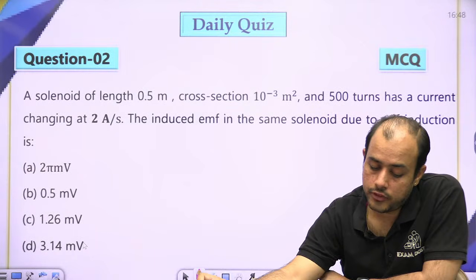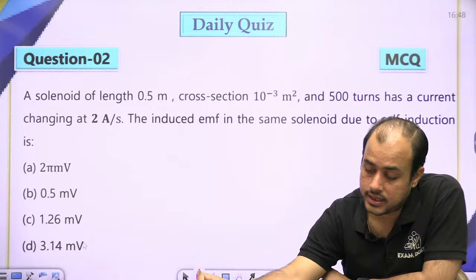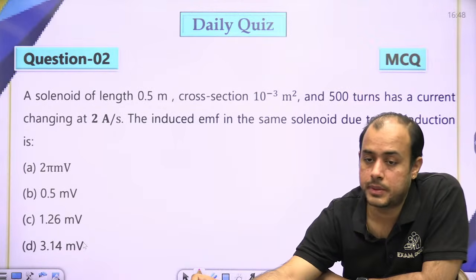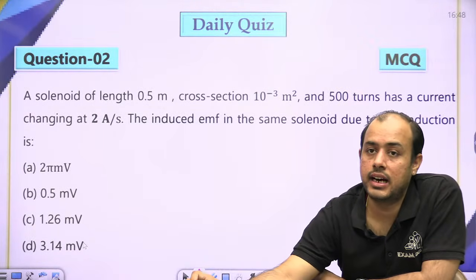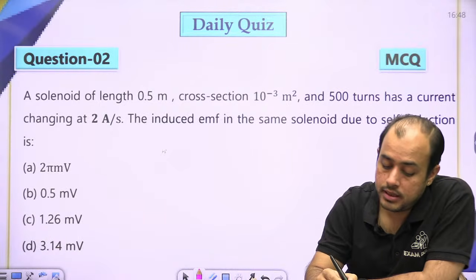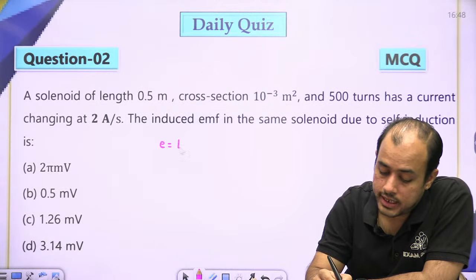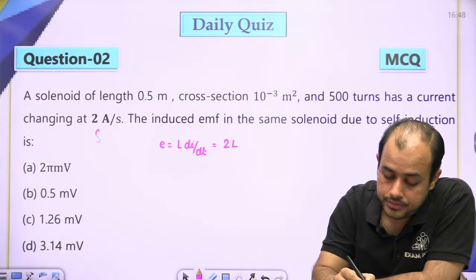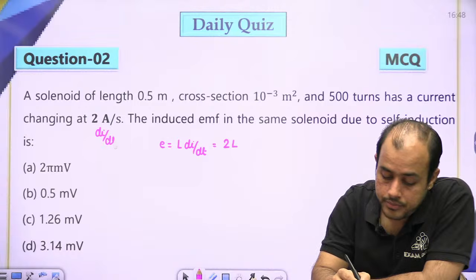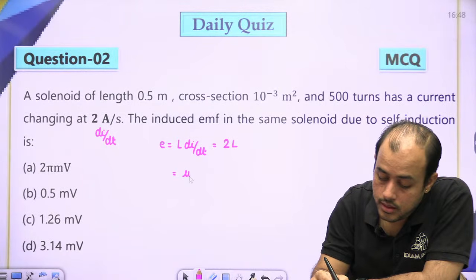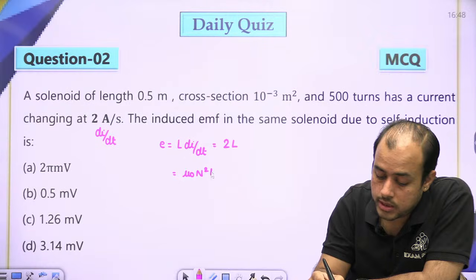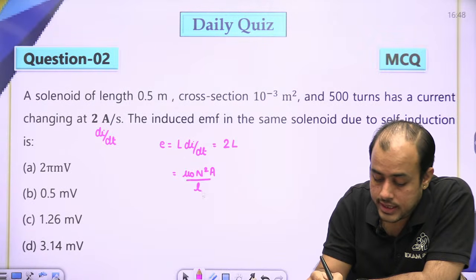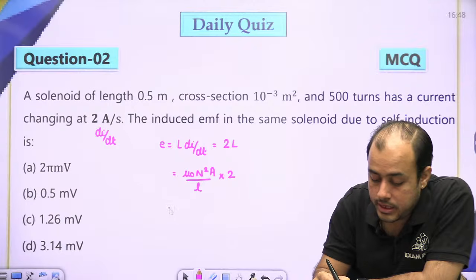A solenoid of length, area and turns has a current changing at 2 ampere per second. What is the EMF? Now see, EMF is L di by dt. They have given me di by dt. If the material is not mentioned, beta, I will take air as the medium.